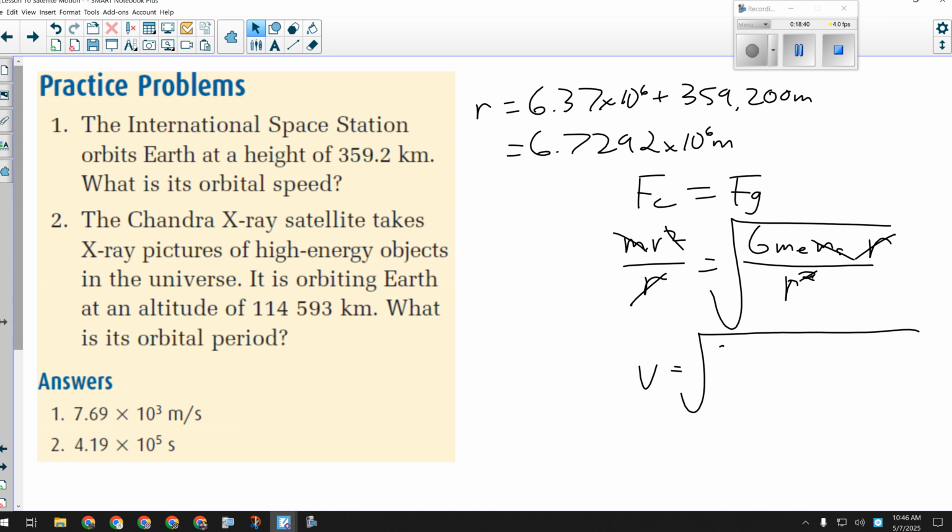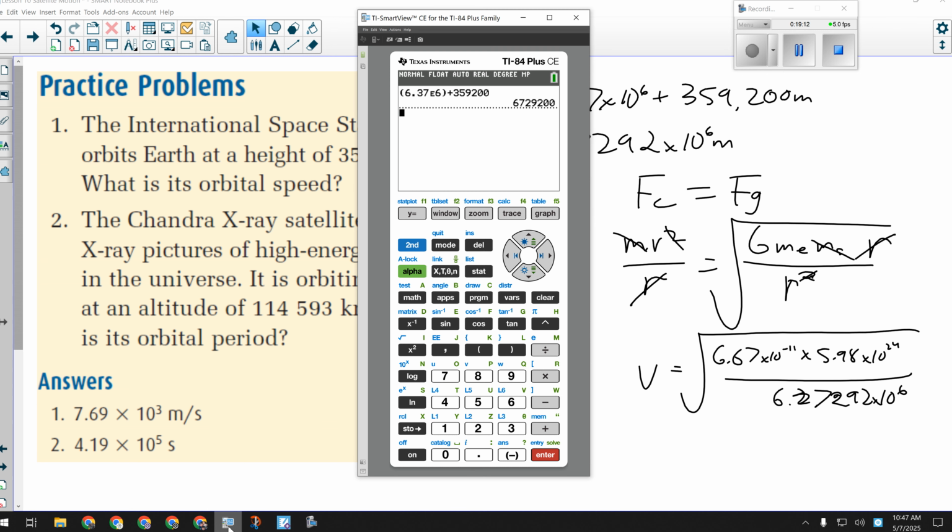Right, so our calculation will be 6.67 times 10 to the minus 11 times 5.98 times 10 to the 24, and then divide that by 6.7292 times 10 to the 6. And we'll have our answer. Now sometimes the answer here is off just a bit because this book uses 6.38 for the radius of the Earth and 5.97 for the mass of the Earth. So their numbers are slightly different than ours. Okay, so we'll punch in what we have.